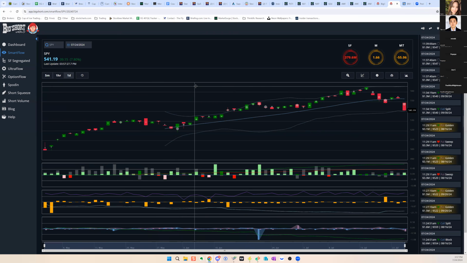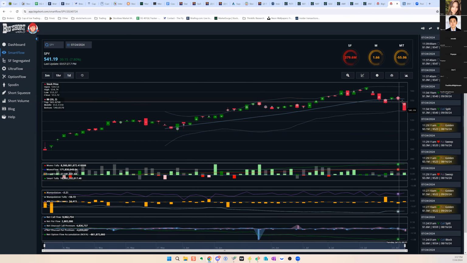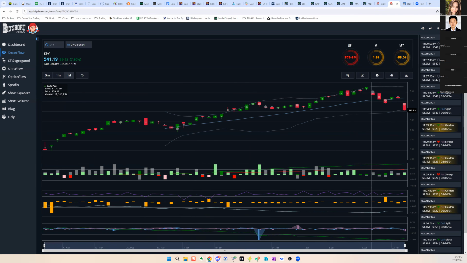And I think we gapped down at the open. Yeah, see, we gapped down. Look at that, that's a big gap down. So your bias, right when you see gap downs, the last one was right here with a large dark pool print right above it on the daily time frame. You can see that the bias is very bearish.